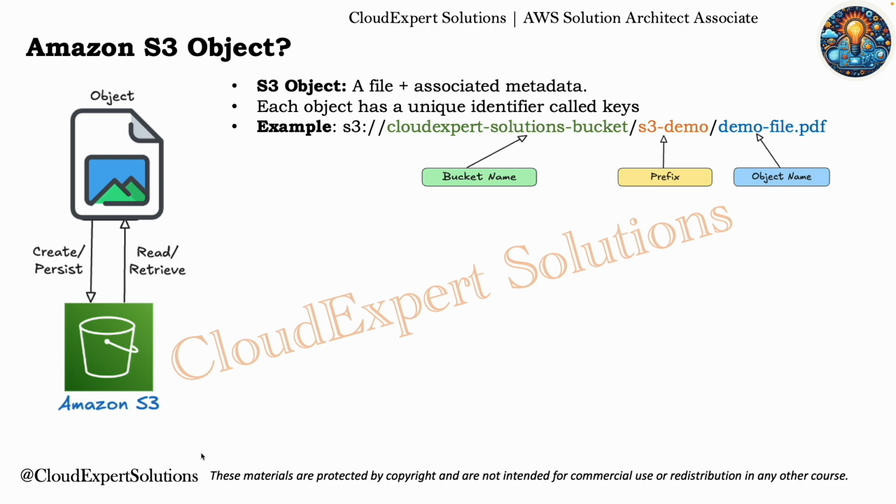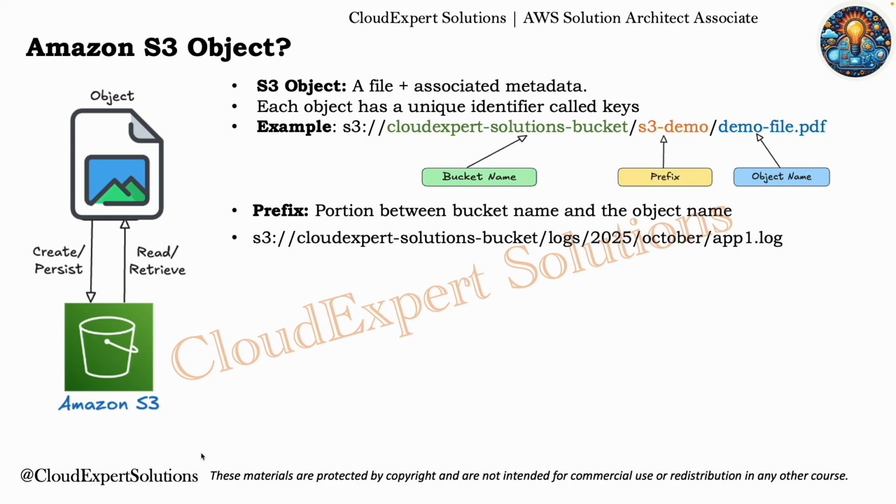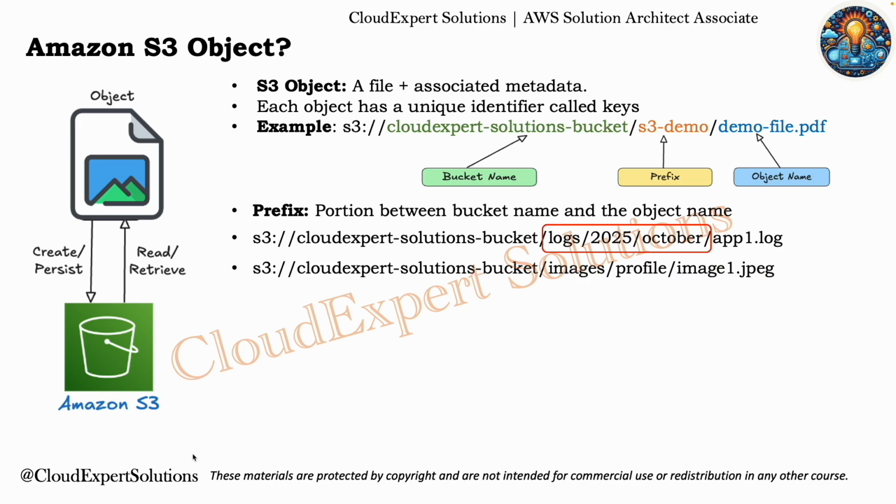Now let's understand the prefix in more depth, and here are some quick tips. Anything between the bucket name and the object name, including the slash, is the prefix. Here is another S3 key example. For this key, the prefix is log/2025/October and then slash.